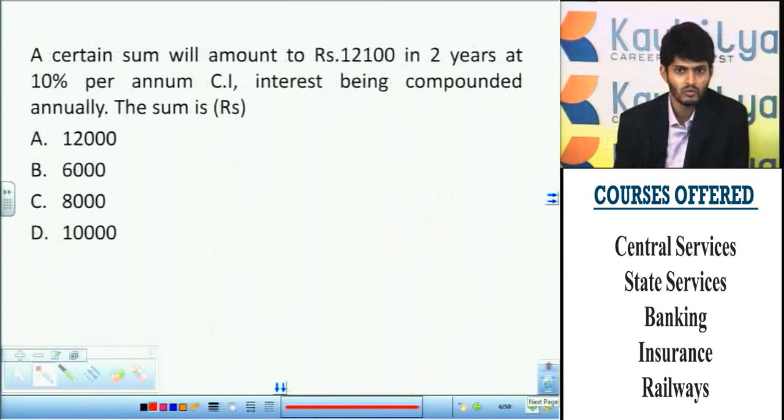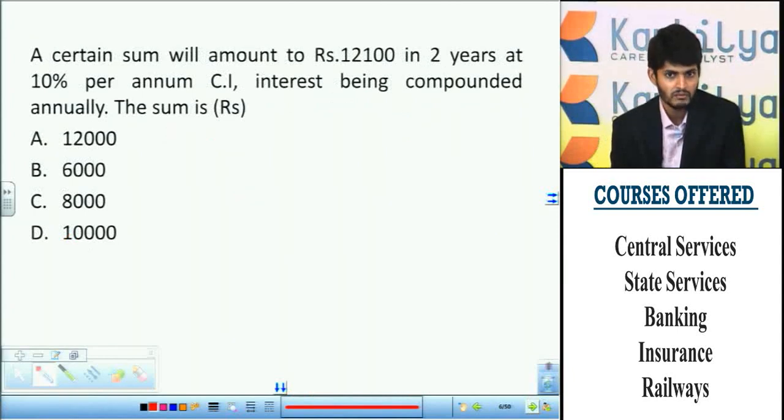Now coming to one more important concept, which is simple interest and compound interest. You may have observed in simple interest and compound interest, whether you are dealing with simple interest or compound interest, again you are dealing with percentage. So the best advantage of learning percentages is that you will be in a better position to do profit and loss, and also simple interest and compound interest.